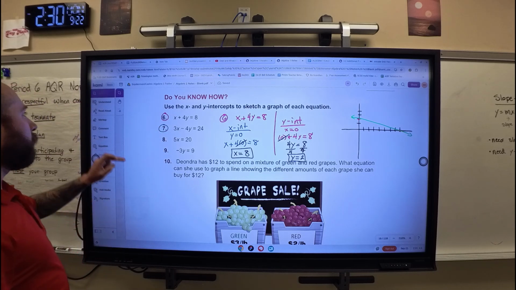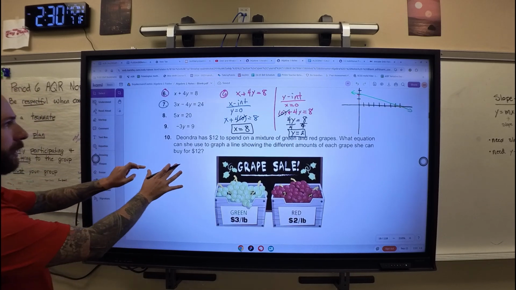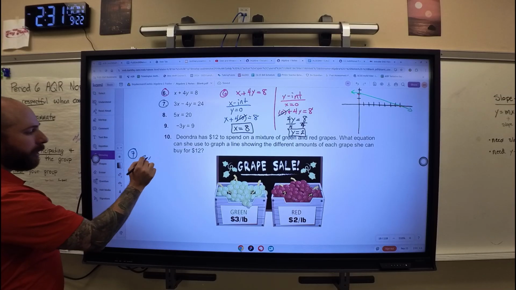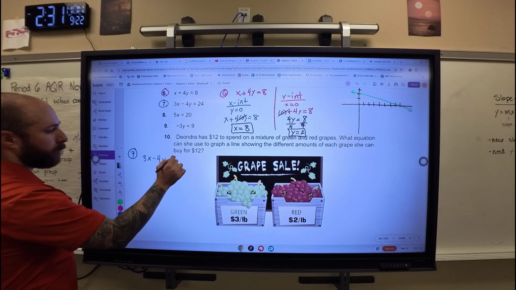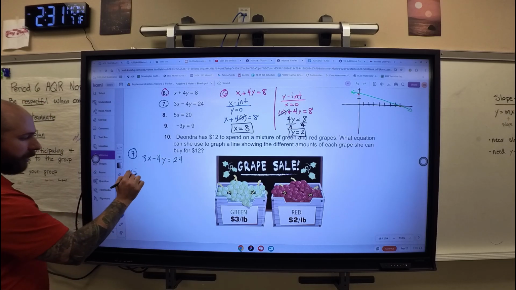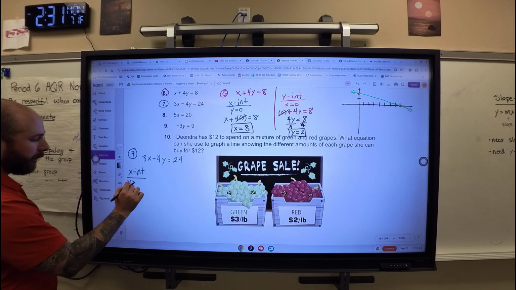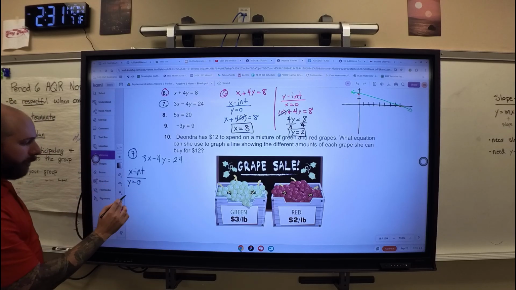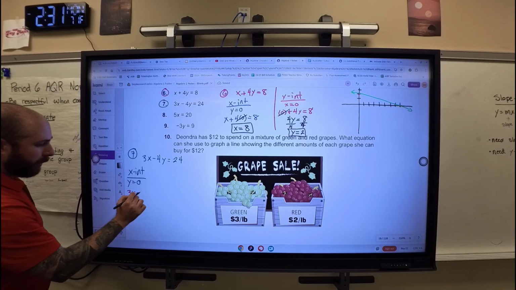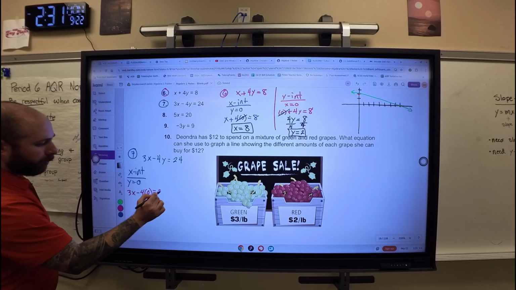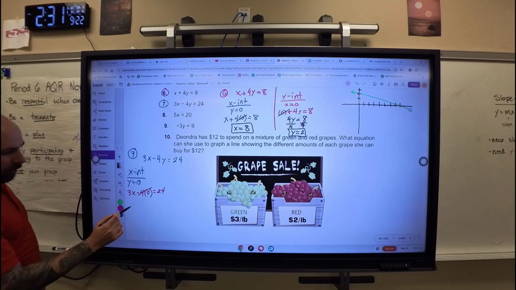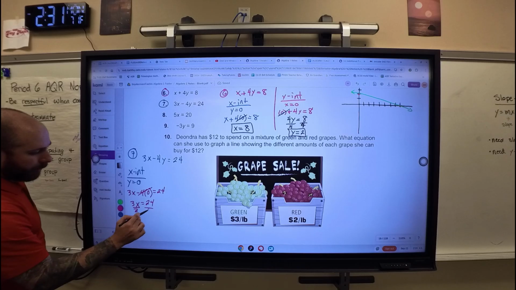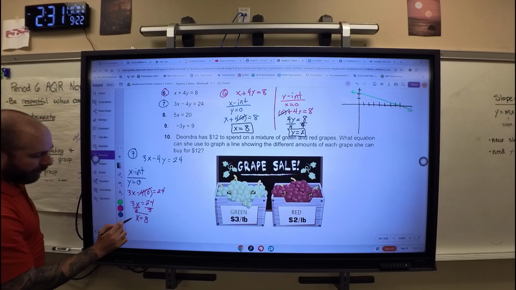Let's do the same thing with number 7. I'm going to do number 7 down here, actually. So we've got 3x minus 4y equals 24. Let's find the x-intercept by getting y equal to 0. So we have 3x minus 4 times 0 equals 24. 4 times 0 cancels. 3x equals 24. Divide by 3 to get x is equal to 8.